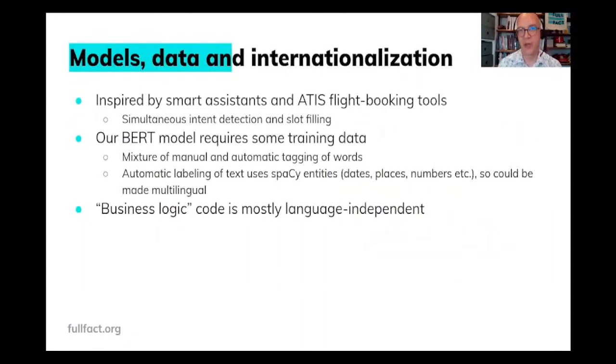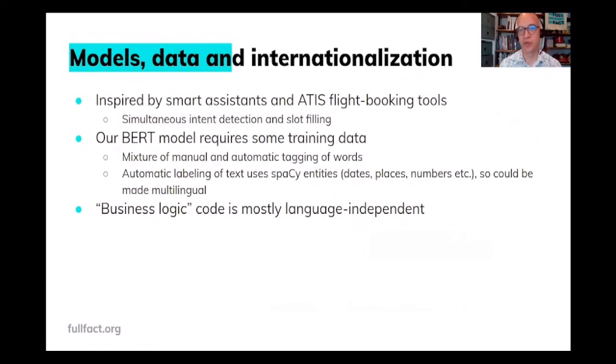And this is inspired by the way that smart assistants like Alexa and Siri work, and particularly the ATIS flight booking tools, which takes queries around airports and airplanes, and does a process called simultaneous intent detection and slot filling. In our case, intent detection means saying, what is the claim we're trying to check? And slot filling is one of the parameters defining that claim.